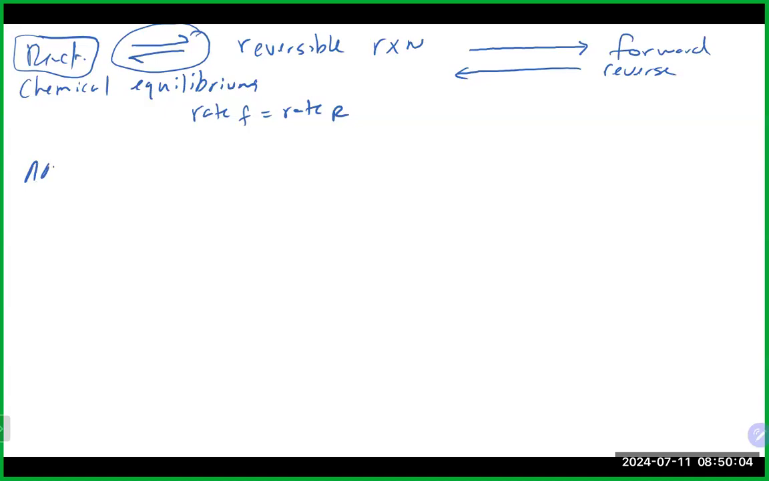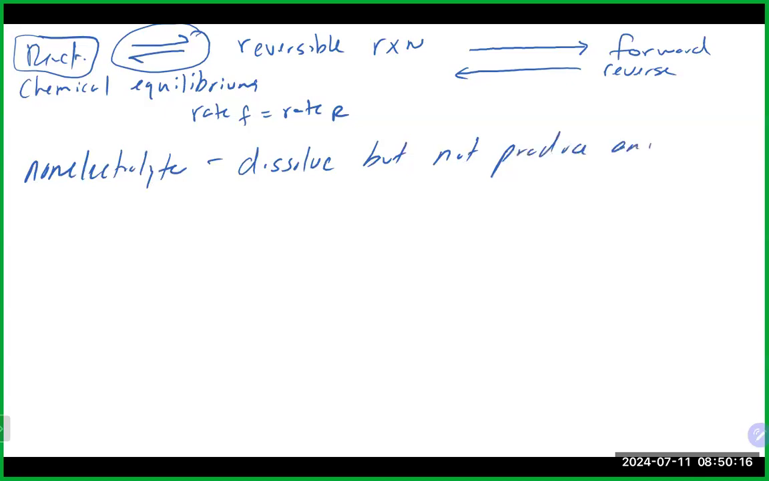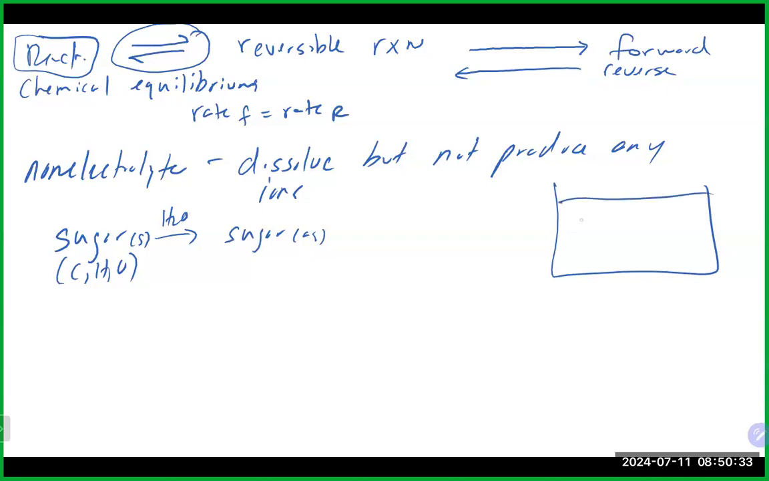Now, a non-electrolyte is something that will dissolve, but not produce any ions. So for example, if you take sugar, which is basically carbon, hydrogen, oxygen, all nonmetals, it will dissolve in water, as we know, and we will get sugar in water. But because these guys are covalently bonded, when you put that into solution, you basically just get sugar molecules floating around. You get no ions. And because of that, the presence of no ions really, it will not conduct electricity.